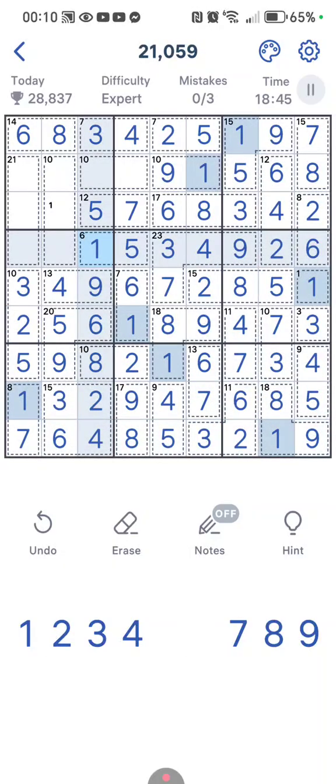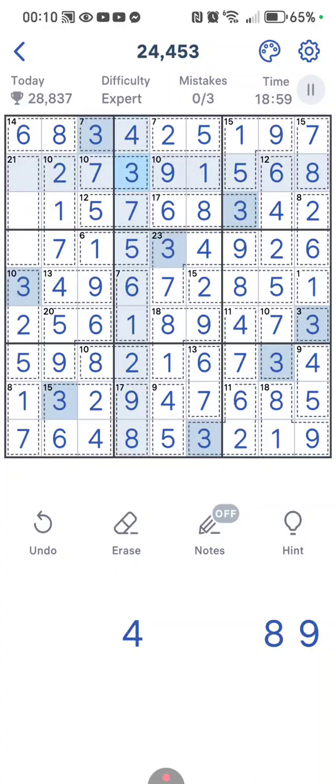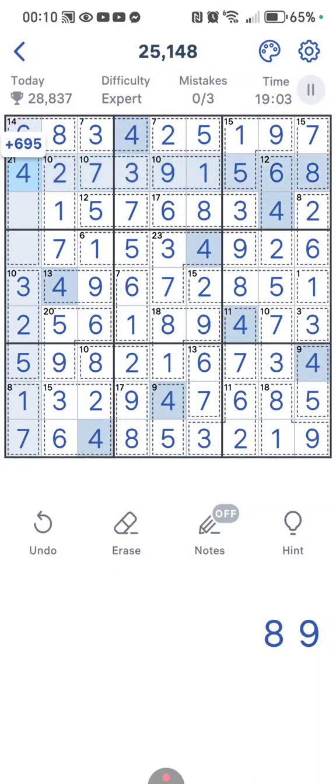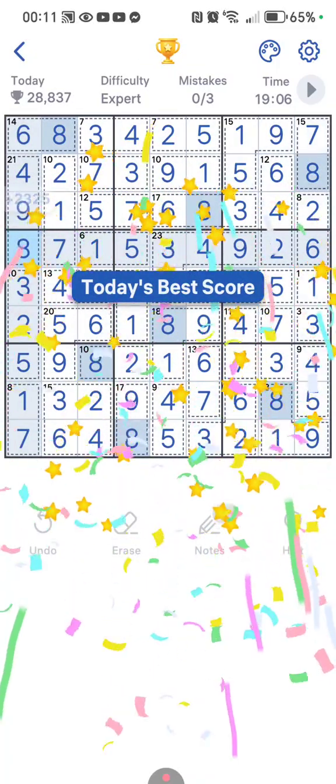So that means 1 can only go there. Let's do a bit of scanning to finish this off. 2 can only go there. So 1 and 2, that means that's a 7. That's a 7. 3. Then we've got 4. Has to go there. That has to be a 9. And that has to be an 8.